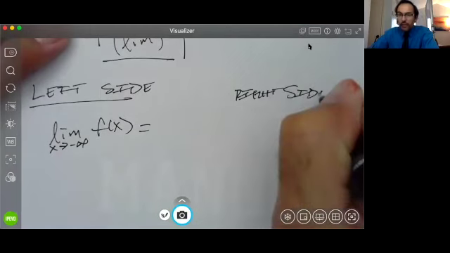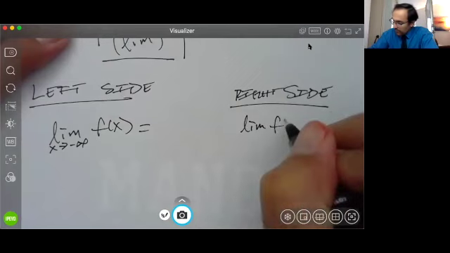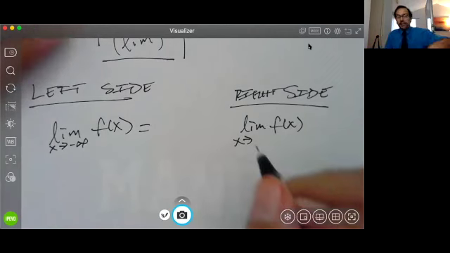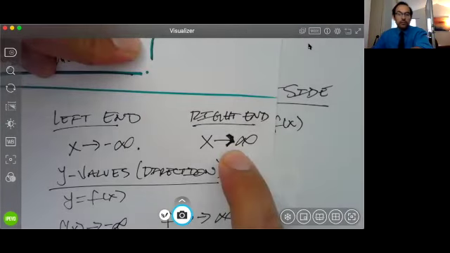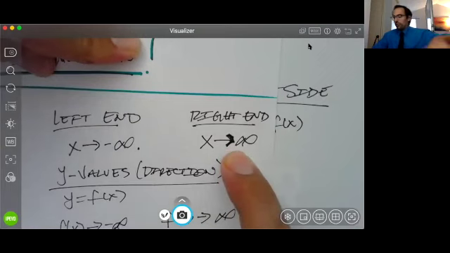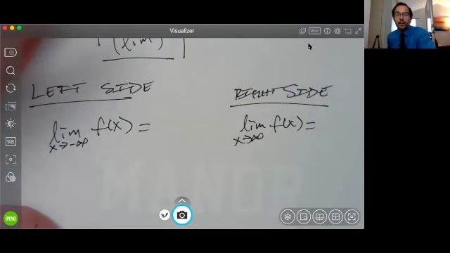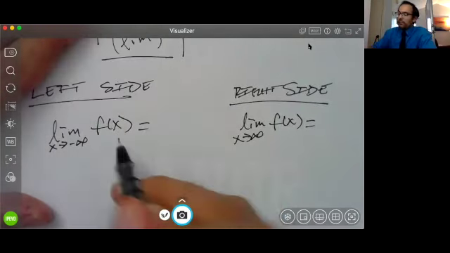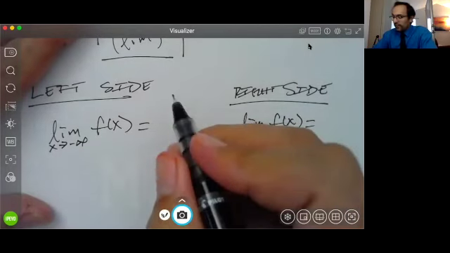I would write the same exact thing, the limit of my function as x approaches. Now I want to represent the right side. So again, I can go back and look: what is the right end approaching? What do the x values approach on the right end? It is positive infinity, so x approaching positive infinity, a little one right under that limit. So this is how I would represent the left side. This is how I'd represent the right side. Now, all I'd have to do is read a graph and then answer the question.